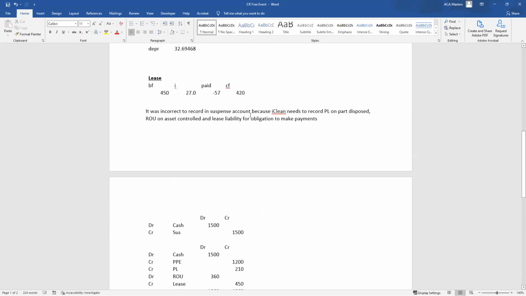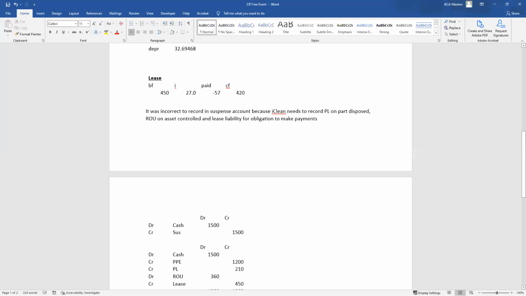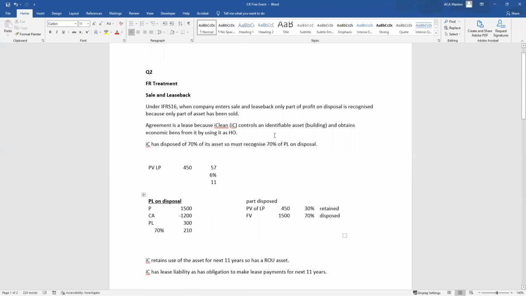So just important to do that. That's particularly important for the less technical topics, and you'll see that in some of the other classes. So I suggest using a short, concise writing style. The answers you may see in the back, obviously, can be quite detailed. You don't have time to do this. Short, concise points, straight to the point, leave a line, move on, make it easy to mark.